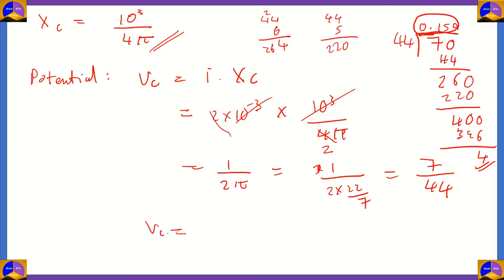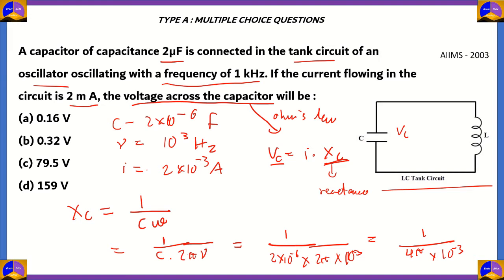So the value of VC is equal to 0.159. Again, using significant figures, using approximation, we can convert it to 0.16 volts. And that is the answer that we got. If we look at our given options, you see that option A matches with our calculated answer. So therefore, option A, 0.16 volts, is the right option.